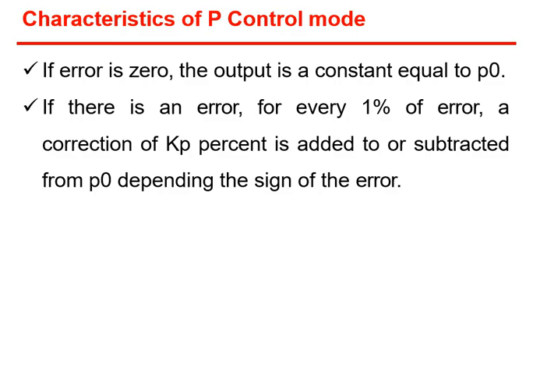If you see the characteristics of a proportional control mode, there are some advantages and disadvantages that we have to discuss. If the error is 0, the output is a constant equal to P out. That we have seen. If there is an error, for every 1% of error, a correction of Kp percent is added to or subtracted from P out, depending on the sign of the error. In the equation of the proportional controller, we have seen this.